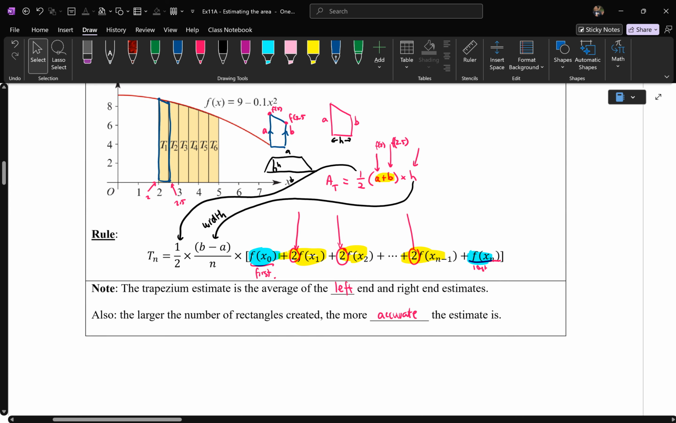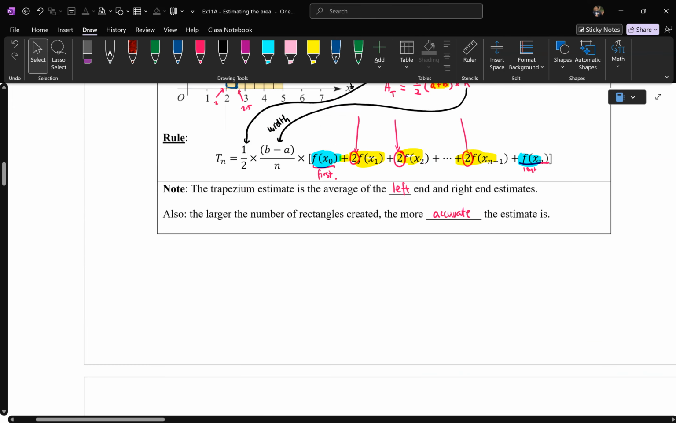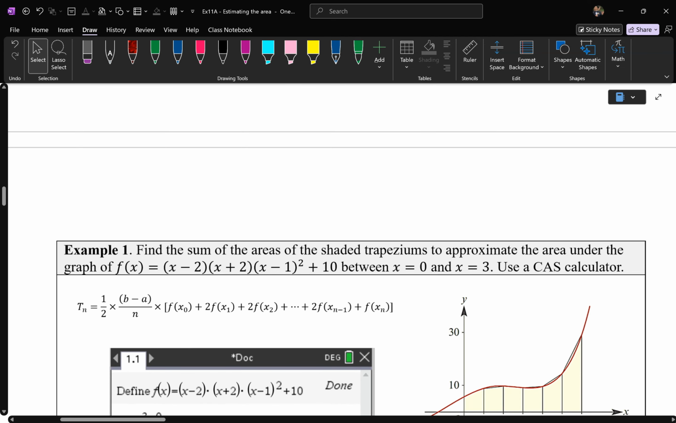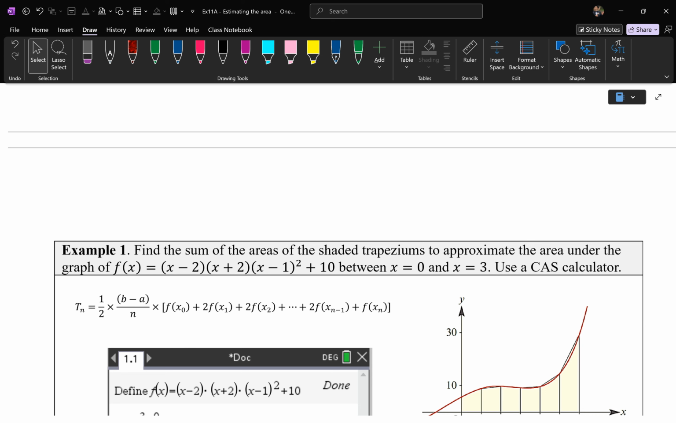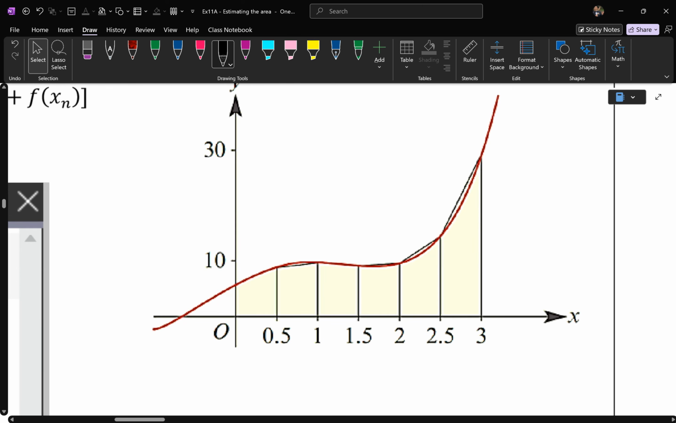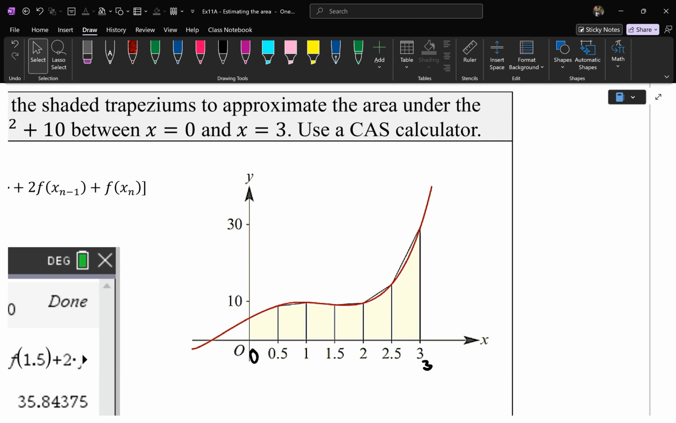All right, let's do a practice. Now, I gave you a link in this sheet here, and I find it useful for you to visualize what's happening. But this question here, find the sum of the areas of the shaded trapeziums to approximate the area under the graph. And here's your graph. I've given you the picture of the graph. Between 0 and 3, how many rectangles do we have here? We've got 1, 2, 3, oh, sorry, not rectangles, trapezium. 1, 2, 3, 4, 5, 6.